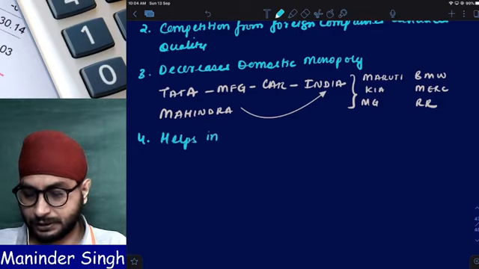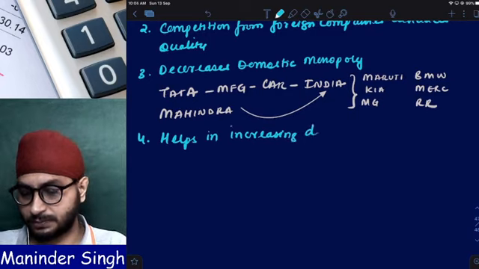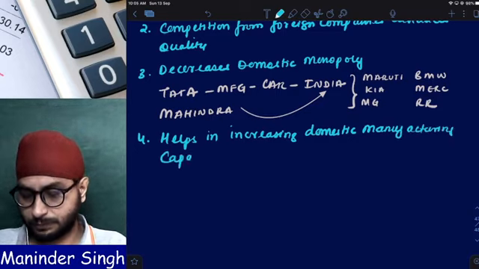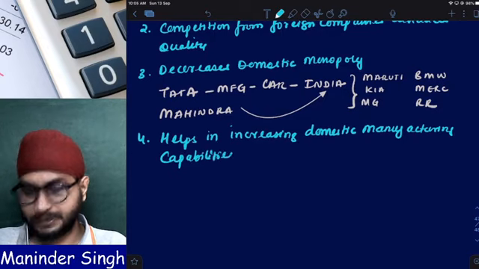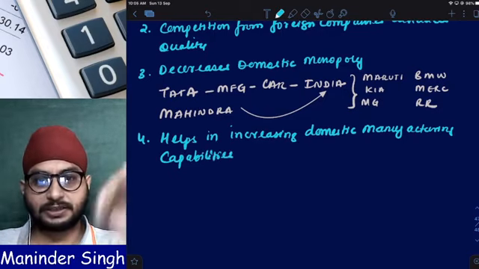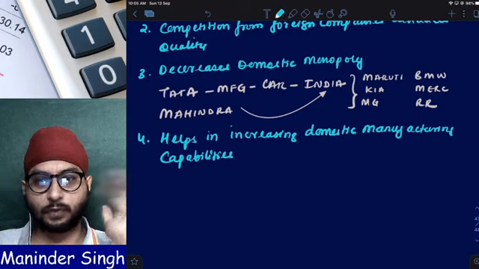Helps in increasing domestic manufacturing capabilities, right? Helps in increasing what? Domestic manufacturing capabilities. What do we mean by domestic?